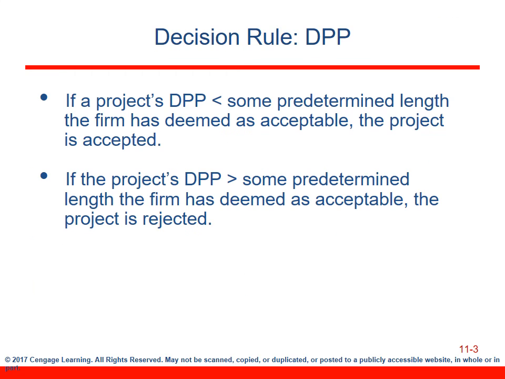Discounted payback period also has a decision rule. If a firm's discounted payback period is less than some predetermined length the firm has deemed as acceptable, the project is good to go. It is accepted. If the project's discounted payback period is greater than some predetermined length the firm has deemed as acceptable, the project is rejected. In other words, it just takes too long to recover the costs according to the rules the firm has set for itself.